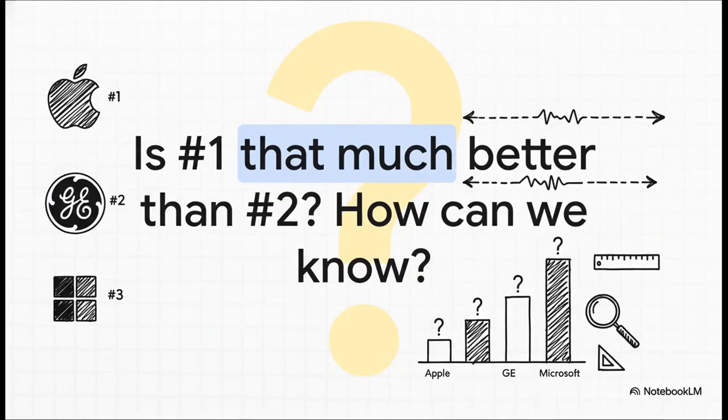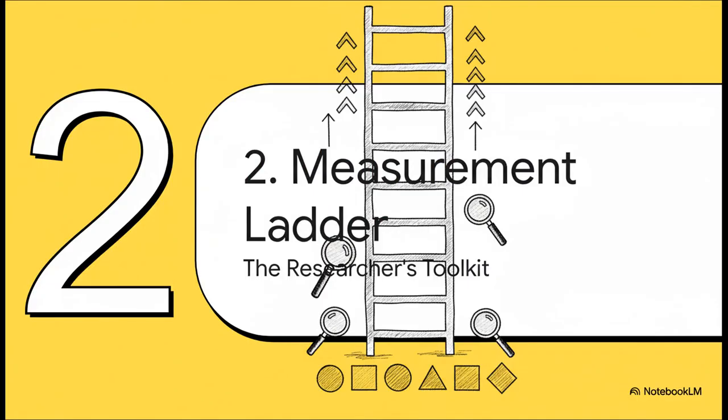And here is that puzzle. Is the gap in admiration between Apple and GE the exact same size as the gap between, say, GE and Microsoft? This list tells us the order for sure, but it tells us absolutely nothing about the distance between those ranks. And that little bit of ambiguity is exactly what we are here to clear up. So, to solve this puzzle, we have to start thinking like a researcher. We're going to climb this measurement ladder, and I promise you, with each step we take up, we're going to get more information and a whole lot more analytical power.